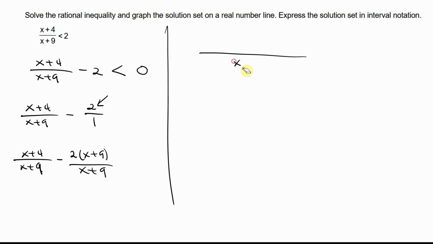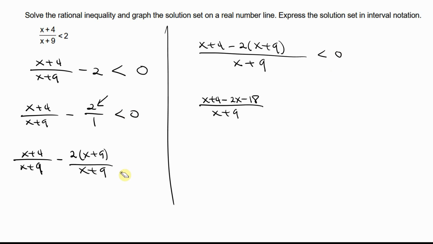Since my denominators are the same, I can combine. So I can write everything over the common denominator. So this is x plus 4 minus 2 times parentheses x plus 9. Simplify: x plus 4 minus 2x minus 18, all over x plus 9, and this is all less than 0. Can't forget that, less than 0. Simplify: x minus 2x is negative x, and 4 minus 18 is negative 14, all over x plus 9, and that's less than 0.